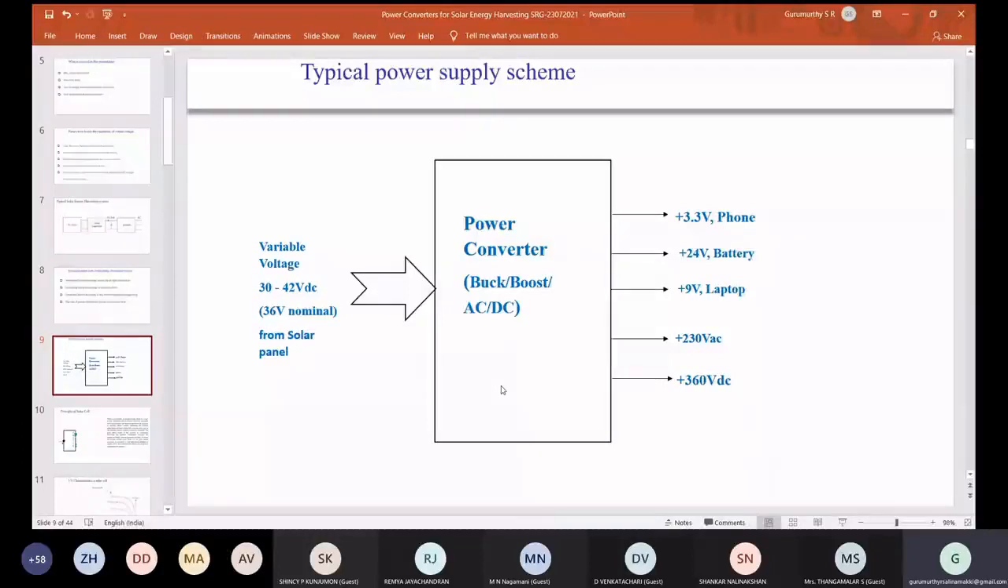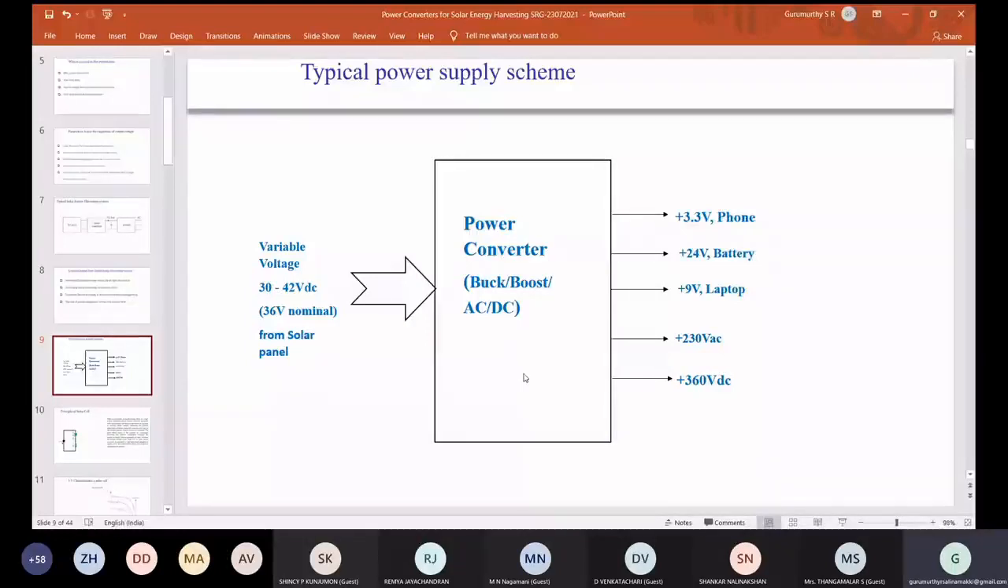So the power converter may be a buck converter, which is a DC to DC converter that converts from high voltage to low voltage, and a boost converter, which changes from low voltage to high voltage. Then AC to DC: an AC input can be converted to a DC output, or DC to AC: a DC input can be converted to an AC output. All these things are called power converters. So we are going to discuss this today.